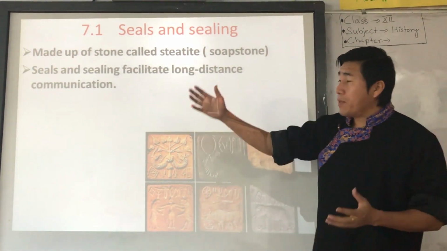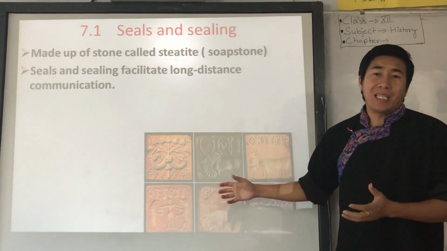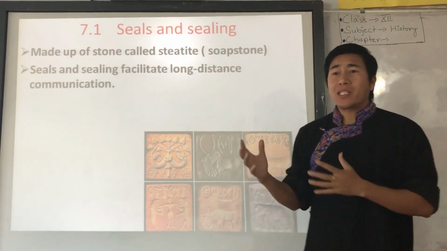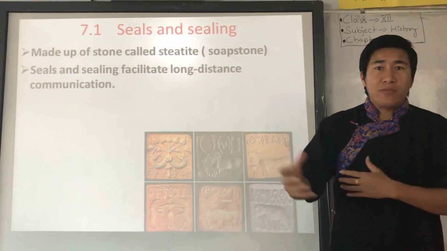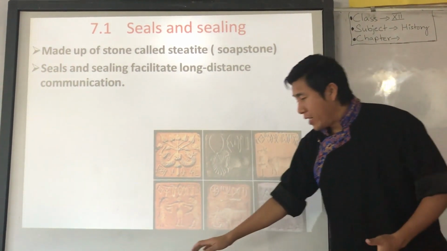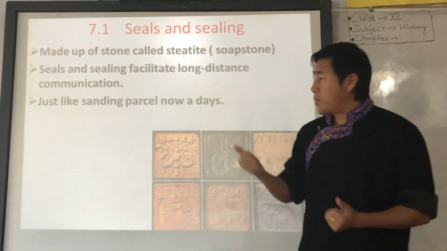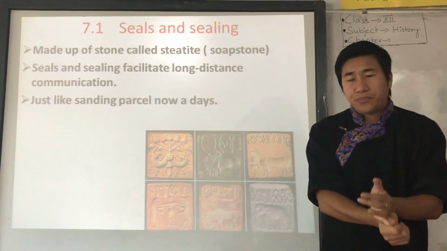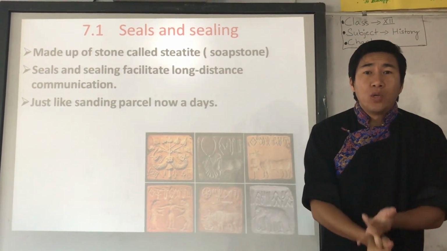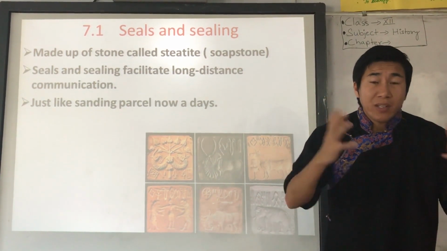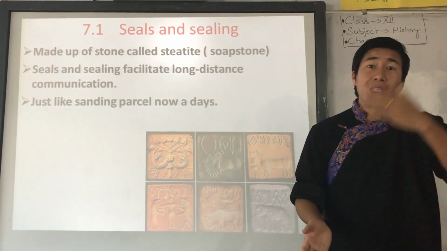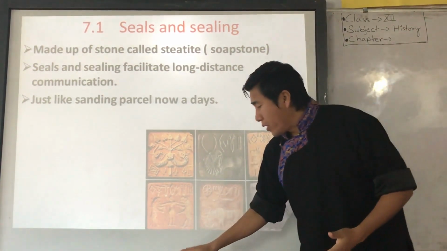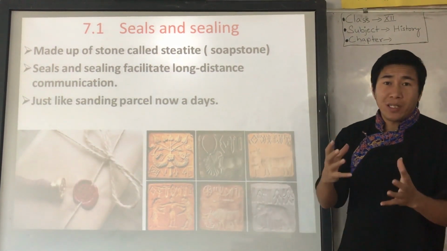Harappan people, seals, what exactly is the use of the seal? As I told you before, seal and sealing facilitate long distance communication. That means sending a gift or parcel somewhere else, just like we send parcels nowadays. Nowadays we have different kinds of facilities, like speed post, Blue Dart, FedEx. But at that time, during 2600 BC, was there any kind of facility? No.